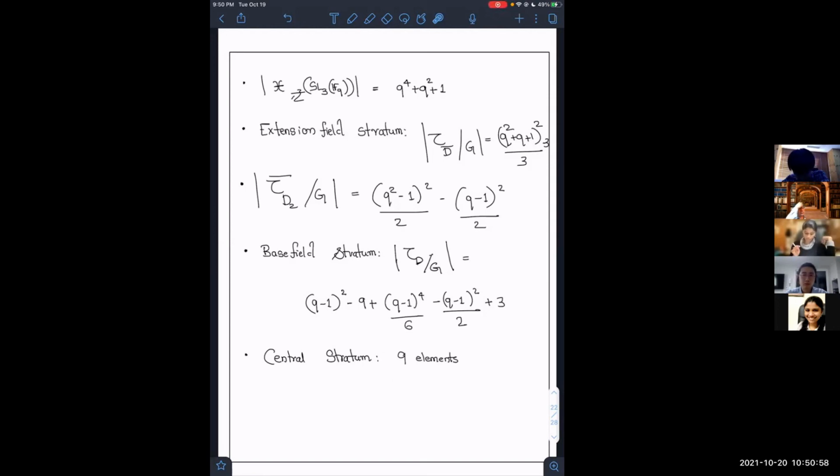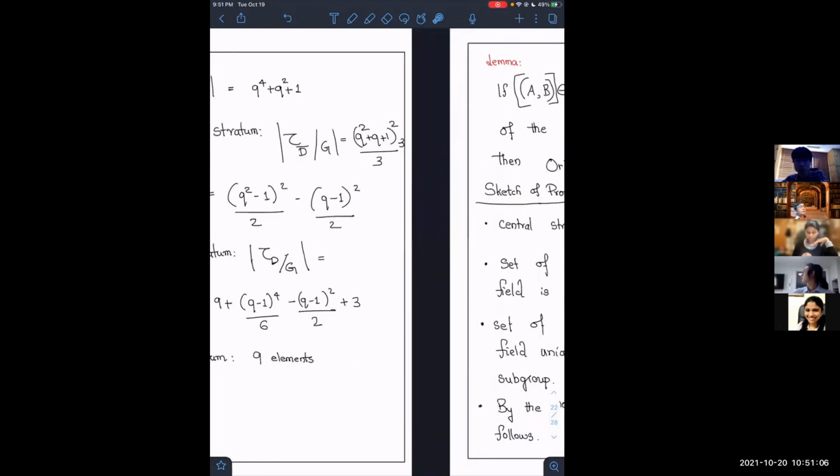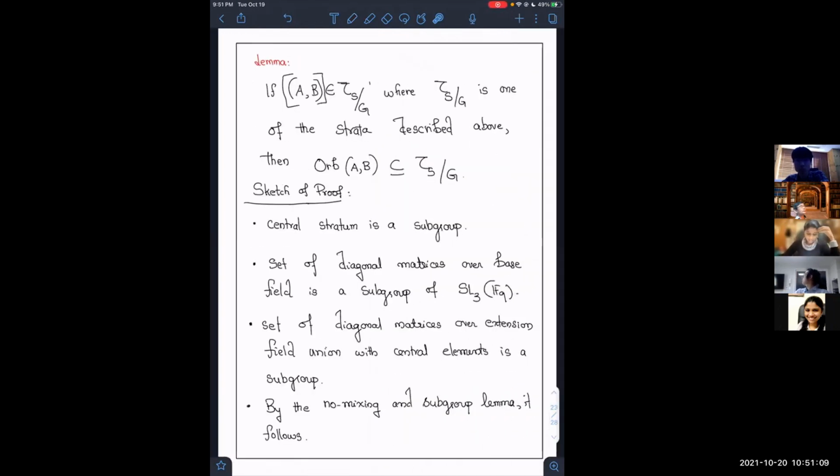So these are the counts of the strata, right? So far we have been looking at the variety itself. Now let's look at the action, and this is an easier result.